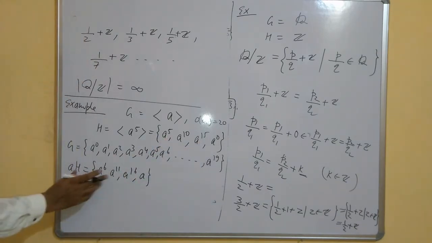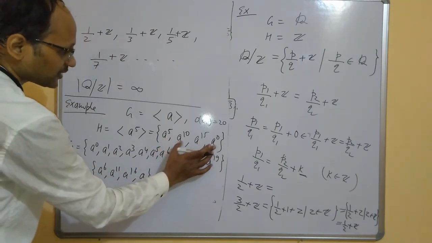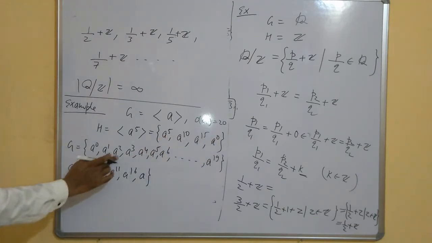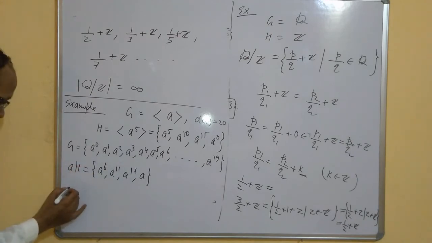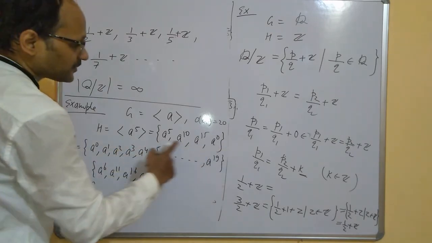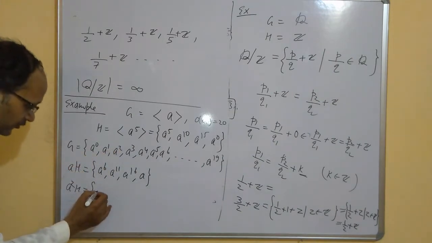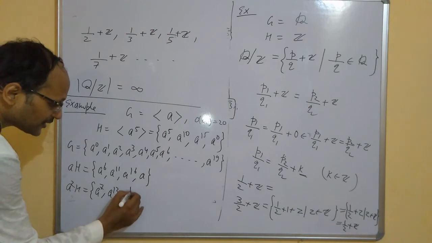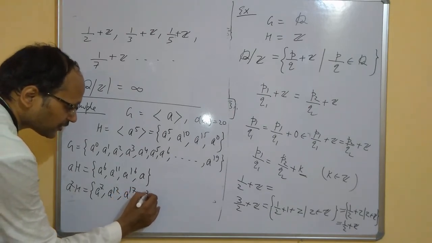Now choose one element which is not here and not here. So a to the power 1 is here, a to the power 0 is here, a to the power 2 is not in both the sets, so a squared H. So multiply all the things by a to the power 2. So what will you get? A to the power 7 you will get, a to the power 12, a to the power 17, and then a squared you will get.